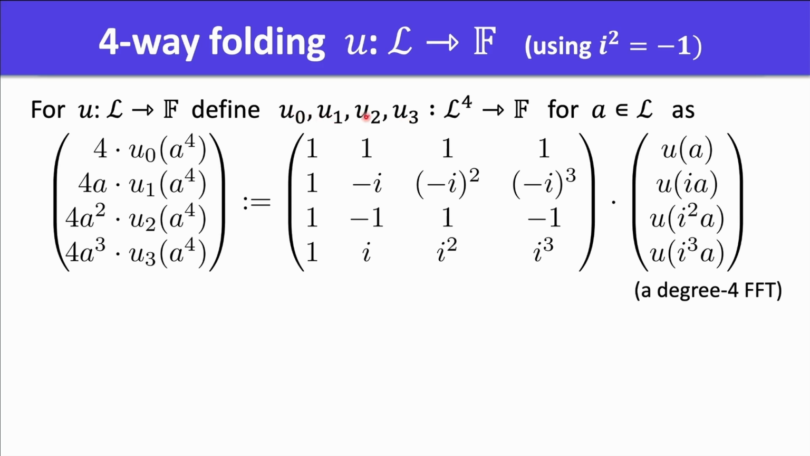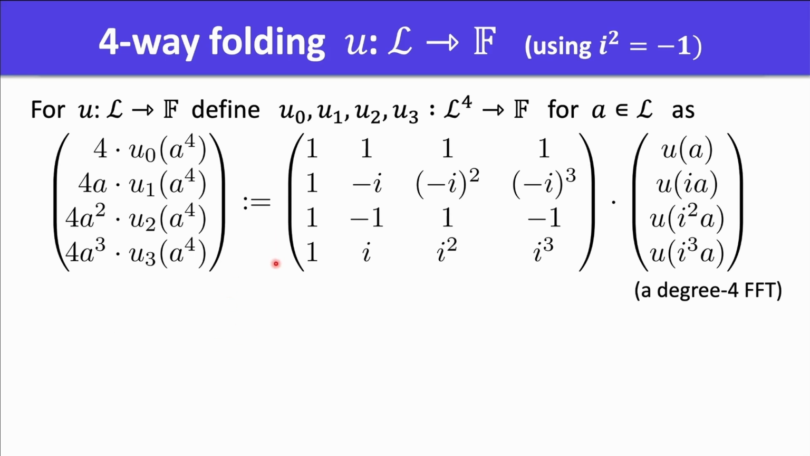And the way u0, u1, u2, and u3 are defined is as follows. Basically, we're going to evaluate u at 4 points, a, ia, i squared a, and i cubed a. We're going to apply this matrix, which we'll discuss in just a second, and that's going to define for us what u0 will be at a to the 4th, u1 at a to the 4th, and so on and so forth. And if you think about this for just a little bit, you'll see that in fact u0, u1, u2, and u3 do what I just said. They fish out the different monomials depending on the degree of the monomial modulo 4. All the ones divisible by 4 will go into u0, all the ones that are 1 mod 4 will go into u1, and so on and so forth.